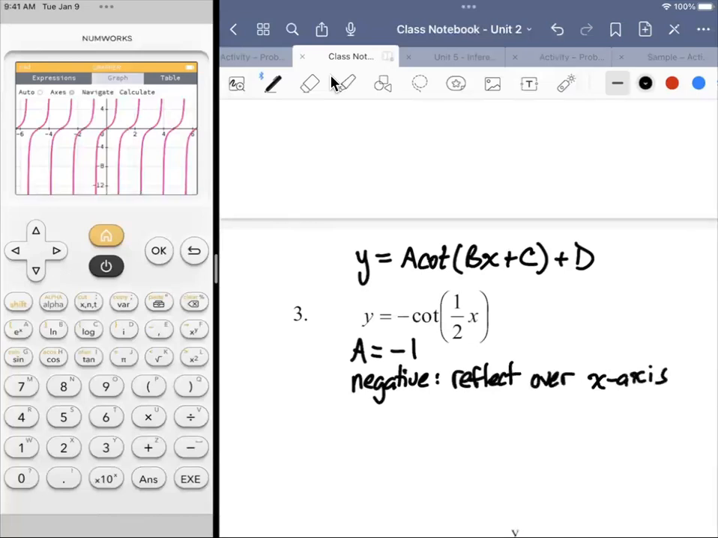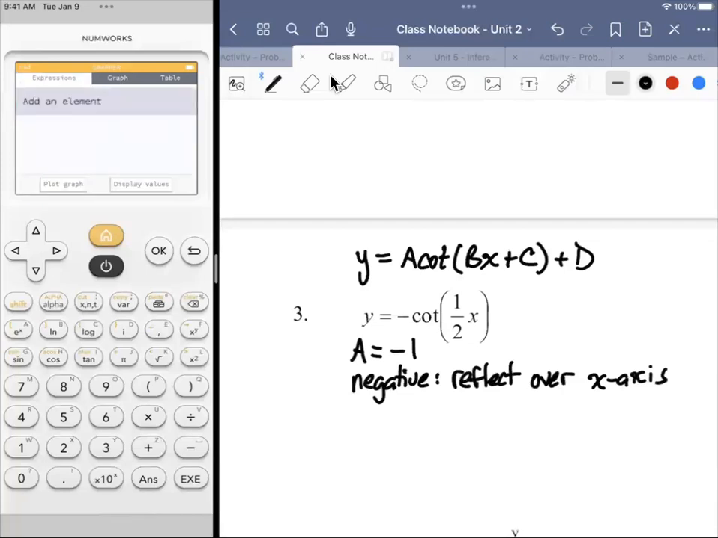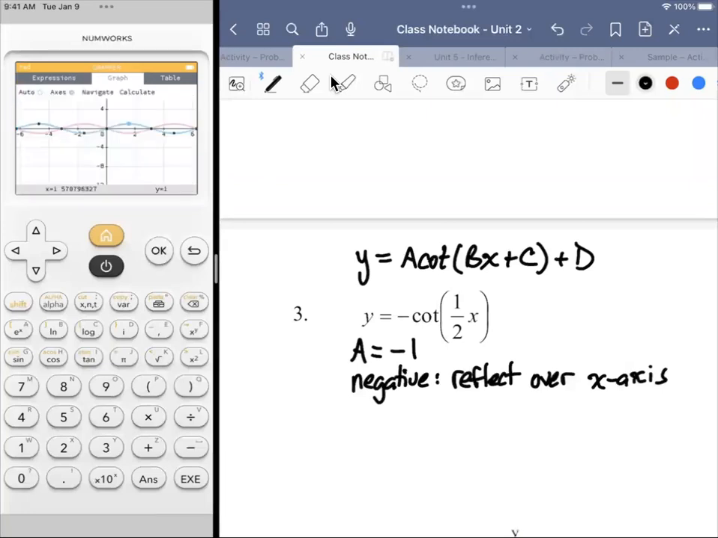Quick example. We've talked about this already, but I'll do it again because it's been a while. Let's say I have sine of x, and I have negative sine of x. The regular sine function is in blue. The other color is for the negative sine function. You can see that they're reflections over the x-axis of each other.